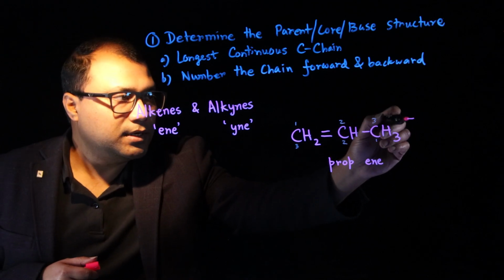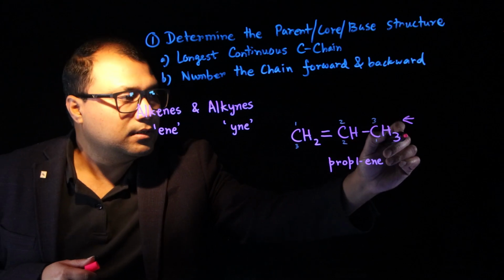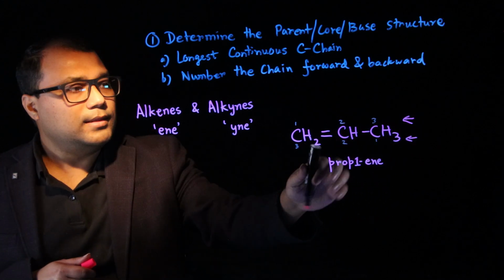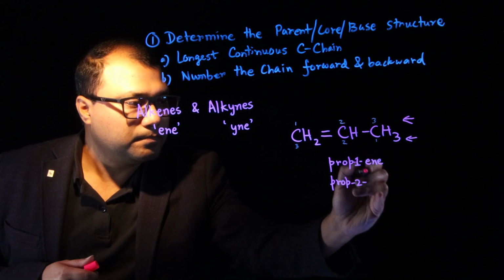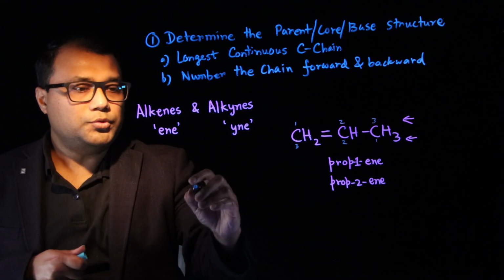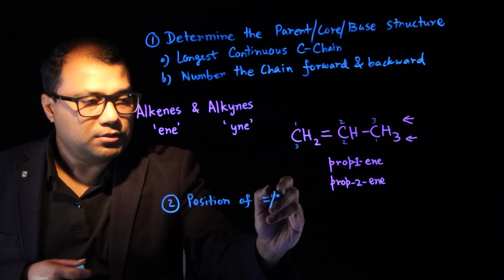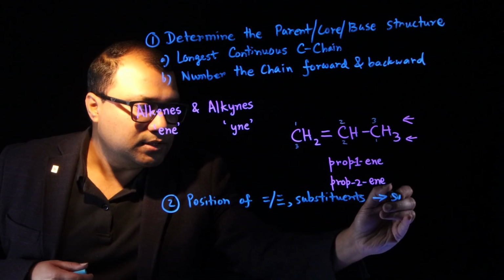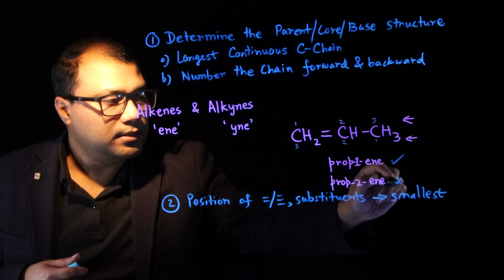Now if we consider the numbering scheme on the top, then the position is 1, so prop-1-ene. If we consider the numbering scheme that is here, then the position is 2, and it could be written as prop-2-ene. But to remove that ambiguity, we have rule number 2, which says the position of double bonds, triple bonds, or even any substituent groups, we always take it as the smallest number. So in that case, prop-1-ene is the correct answer, and prop-2-ene is incorrect.